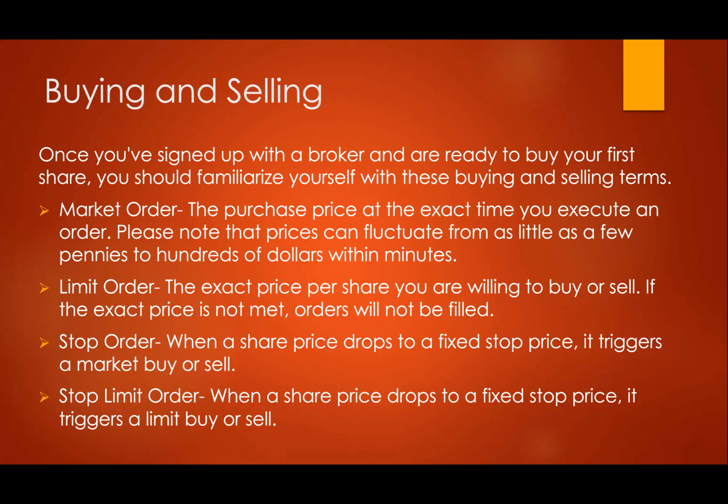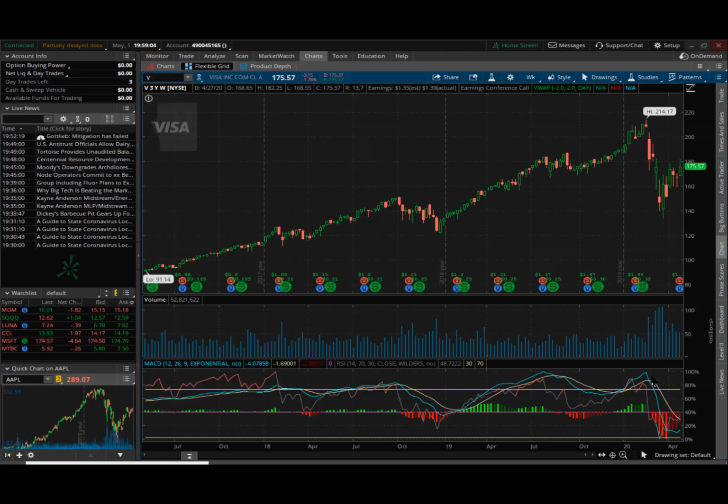A stop order is when a share price drops to a fixed stop price. It triggers a market buy or sell. Again, the market buy or sell price has a lot of volatility and can swing in a matter of seconds, which is why there is the last option here, a stop limit order. This is when a price drops to a fixed stop price, it triggers a limit buy or sell. And again, limit is the specific price that you entered.